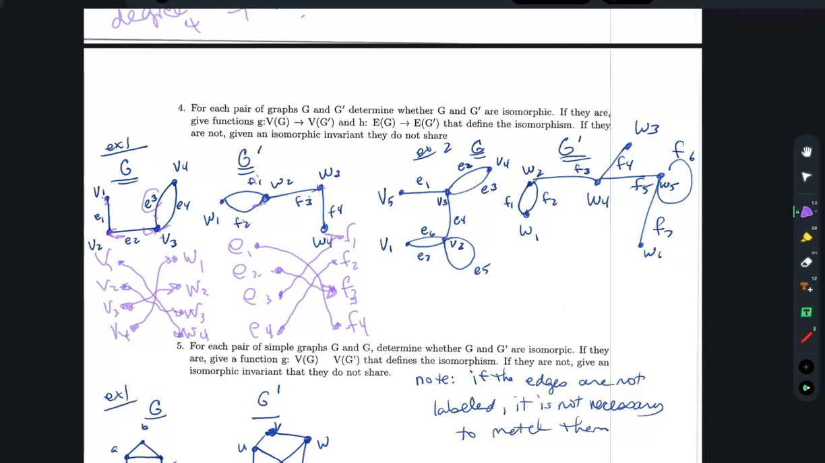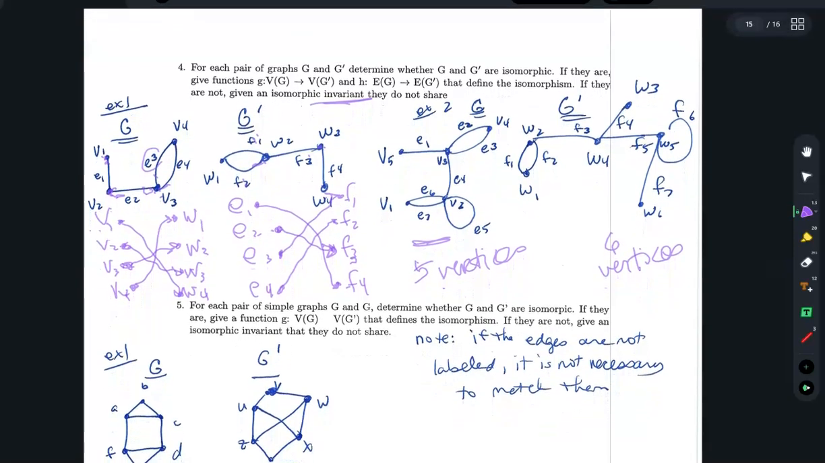Okay, so is there an isomorphism? And if not, find the invariant. So if I start looking, can you see this graph has 5 vertices, right? V1 up to V5. And then this graph has 6 vertices. So since we've got a different number of vertices, there cannot be an isomorphism.